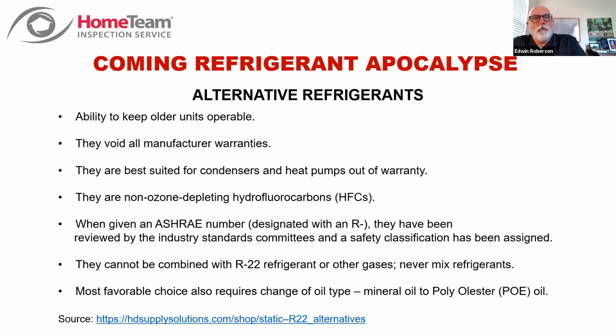These alternative refrigerants give you an ability to keep the older units operating. They void all manufacturer warranties, but you're talking about systems that are long out of warranty anyway. And they're best suited for those systems that are out there, non-ozone depleting. And when they're given an ASHRAE number, they are designated with an R, like the R22 and the R410A.